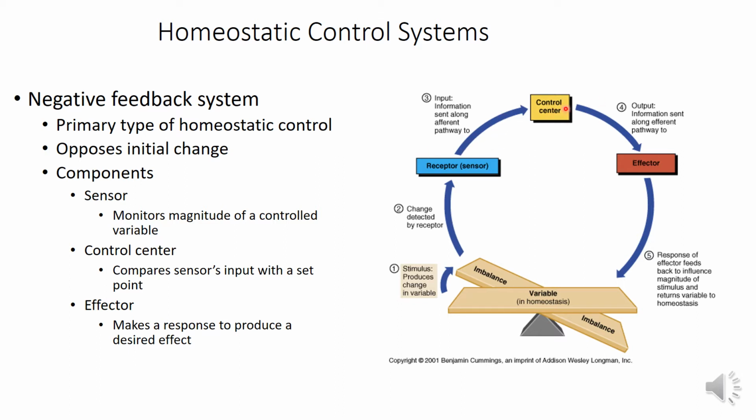hormones. And from the control center, orders go to the effector, and it will cause certain changes in the effector. And these changes will correct the imbalance in that variable. And this correction will return the variable to normal condition. So this is the negative feedback mechanism.